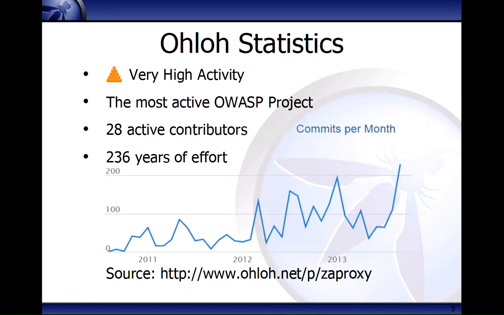We had 28 people contribute code last year to ZAP, and they say they work out to 236 years of effort. I'm a bit dubious about that figure. I reckon a lot of people contributed, but I've still done a fair proportion of that. I don't think I've spent 100 years on it, but I could be wrong. And you can see the number of commits per month. All these things are on Ohloh on that URL, so that's a really good site for these kinds of things.